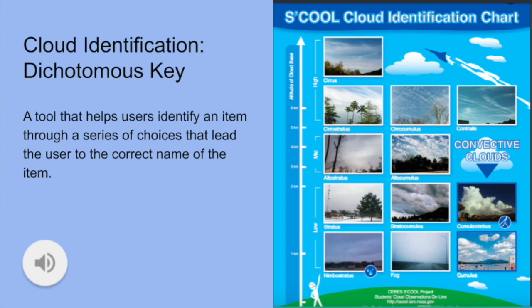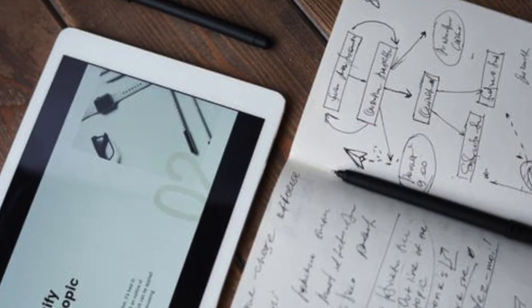The dichotomous key used to identify clouds, on your screen, was created by NASA. We use this key during our cloud experiment, and a link to this key can be found in the bio of this video. As you can see, this key can easily be used to identify a cloud by looking at the pictures as well as the altitude of the base of the cloud, found on the left-hand side of the key. Now we get to the fun part.